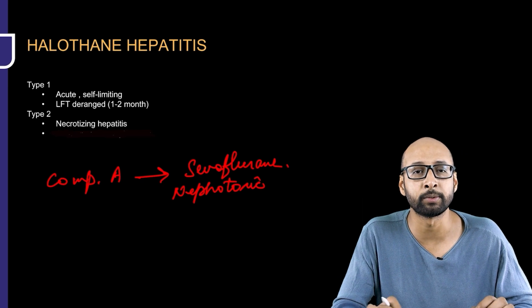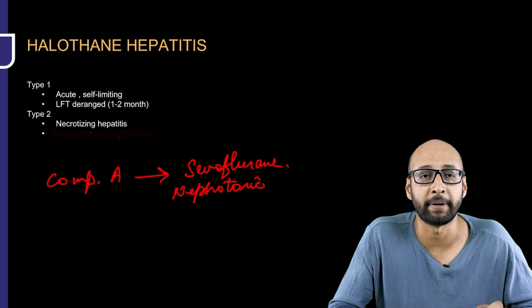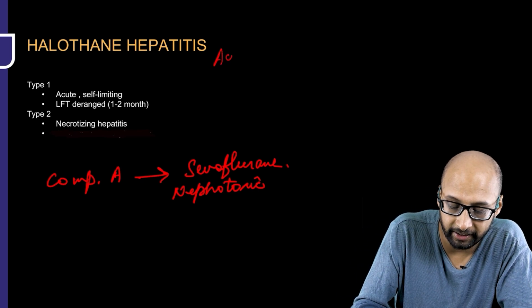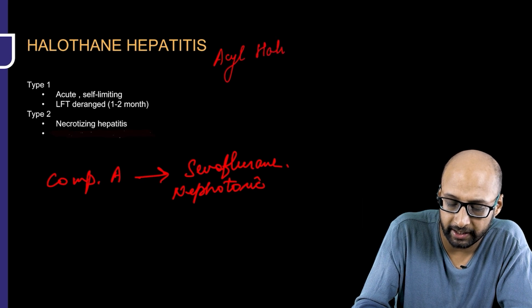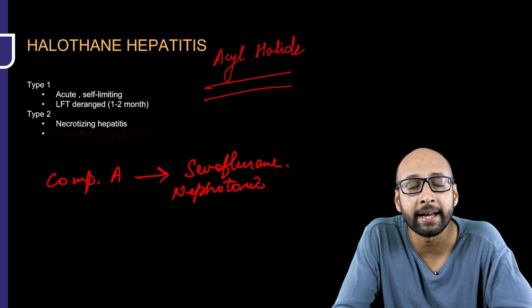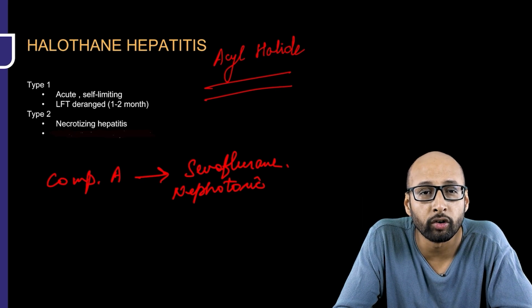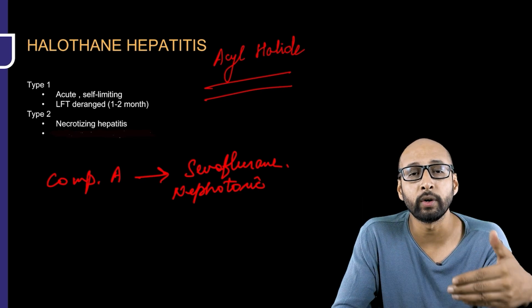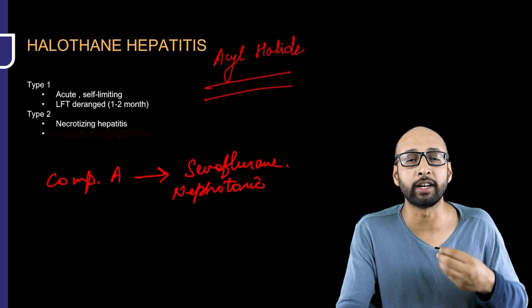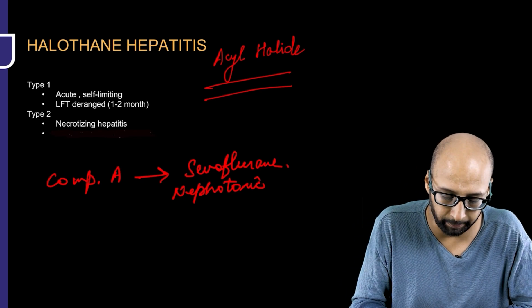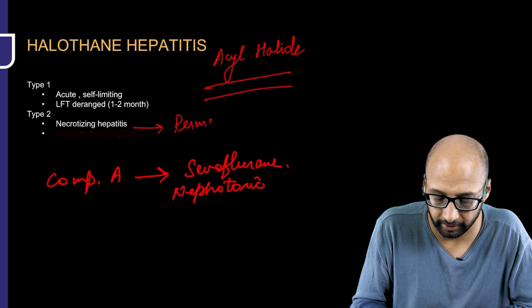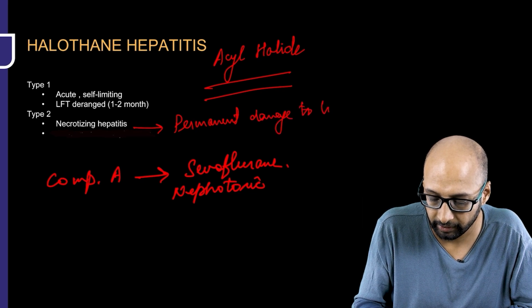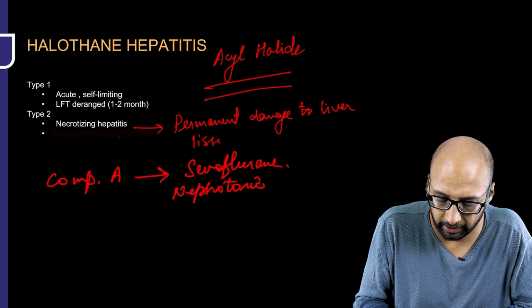Halothane hepatitis. This is a small table telling us about halothane hepatitis. Now there are two types of halothane hepatitis which is caused by acyl halide, right? I told you in the table that acyl halide is a metabolite of halothane and it causes two types of hepatitis, type 1 and type 2. Type 2 is more detrimental for the patient because it causes necrotizing hepatitis, and that means permanent damage to liver tissue.